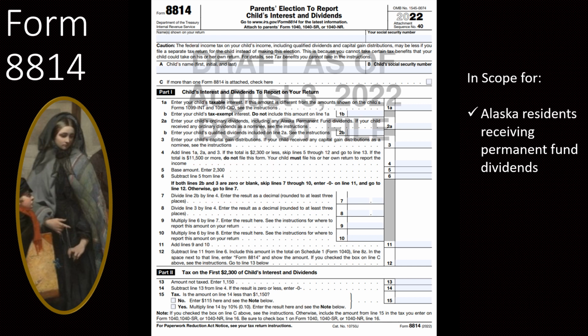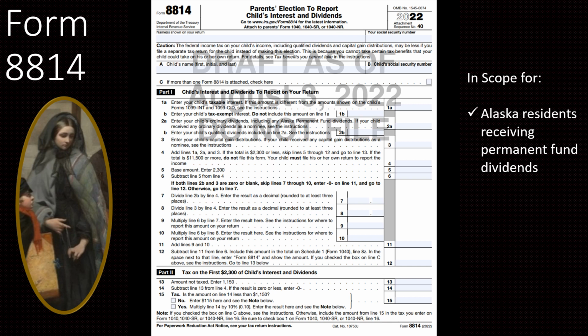So that last form we were looking at, the Form 8615, attaches to the child's tax return. On the other hand, parents can elect to report a child's interest and dividends on their return so that the child does not need to file a separate tax return. And they can do that, the parents can do this, on Form 8814.